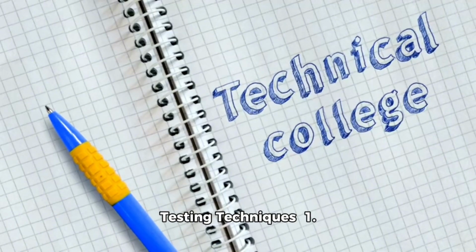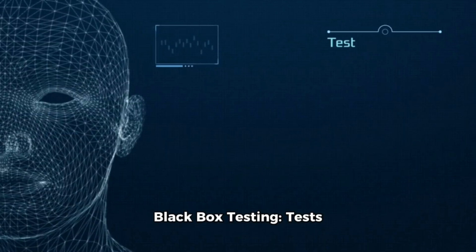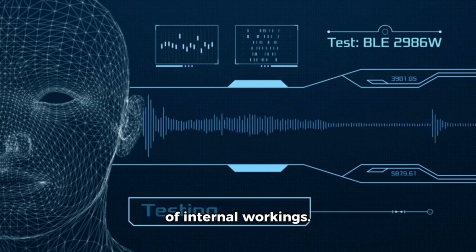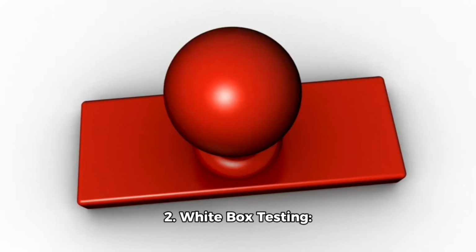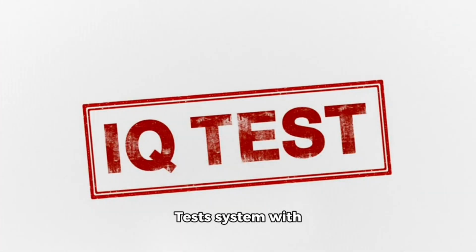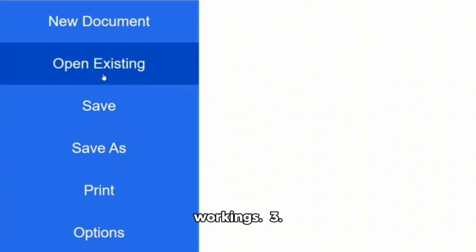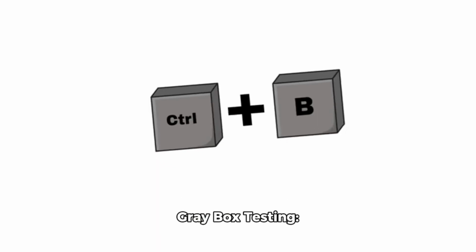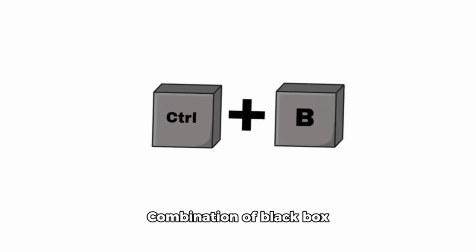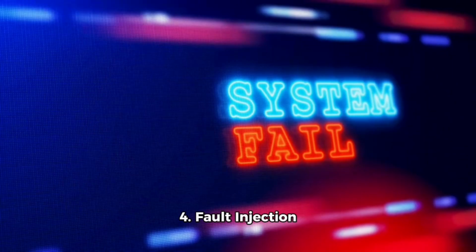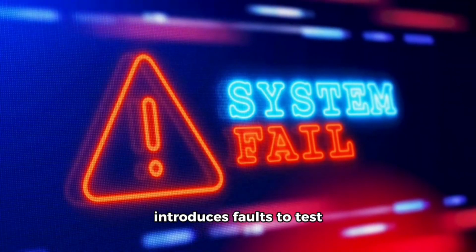Testing techniques. 1. Black box testing tests the system without knowledge of internal workings. 2. White box testing tests the system with knowledge of internal workings. 3. Gray box testing, a combination of black box and white box testing. 4. Fault injection testing intentionally introduces faults to test system robustness.